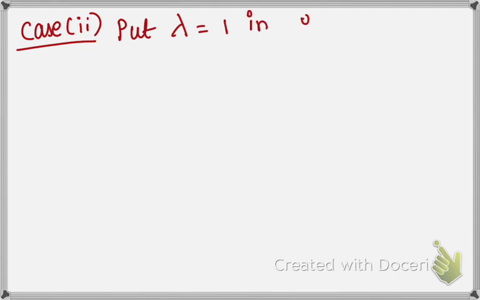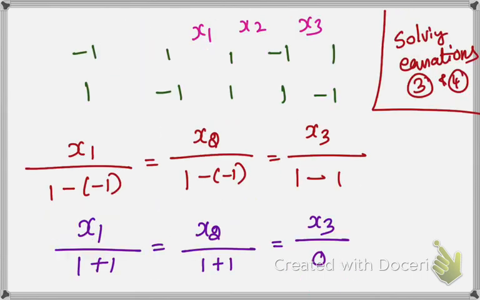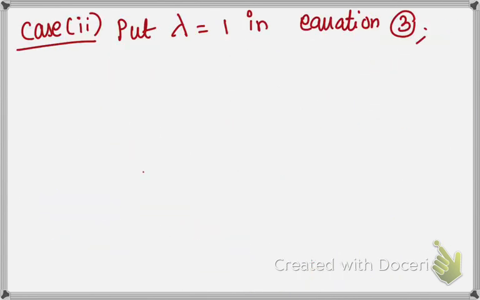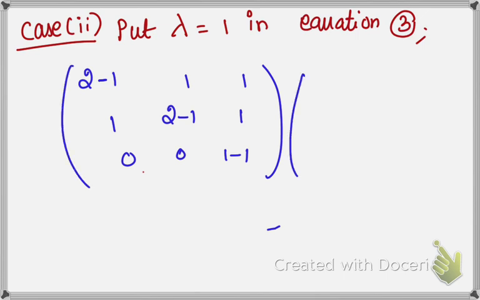The next is case 2. Put lambda equal to 1 in equation 3. Now here you put lambda equal to 1, in all the places of lambda you put 1. So 2 minus 1, 2 minus 1, 1 minus 1. The remaining values are here 1, 1, here 1, 1, here 0, 0. Here x1, x2, x3 equal to 0.